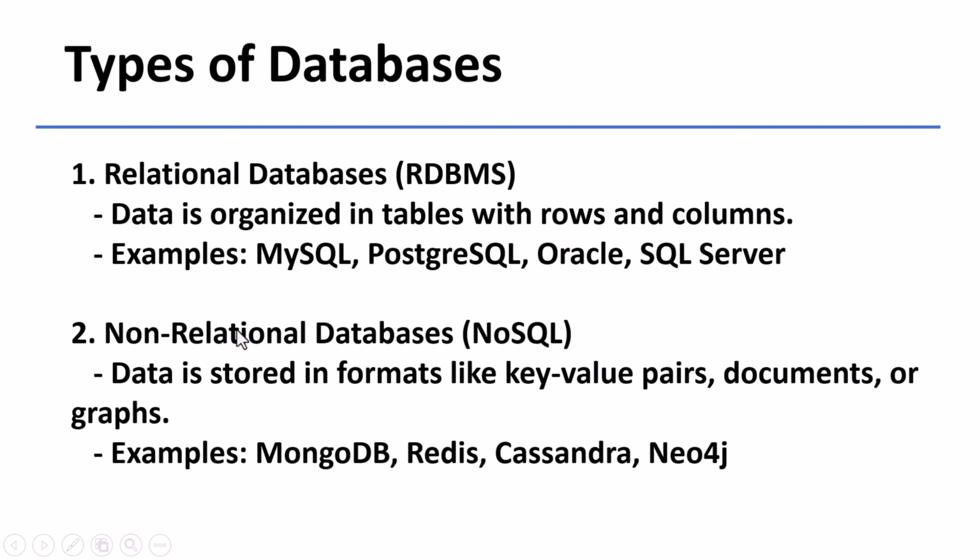Next, we have non-relational databases. In non-relational databases, the data is stored in formats like key value pairs, documents, or graphs. The examples for non-relational databases are MongoDB, Redis, Cassandra, Neo4j. So mostly we use SQL to interact with relational databases such as MySQL, PostgreSQL, Oracle, and SQL Server.